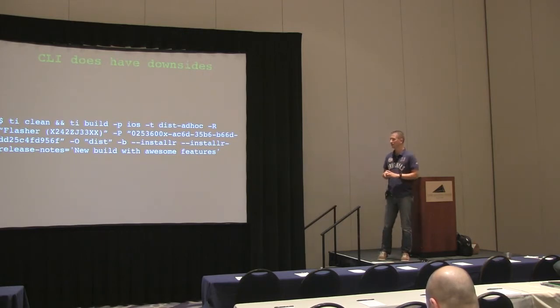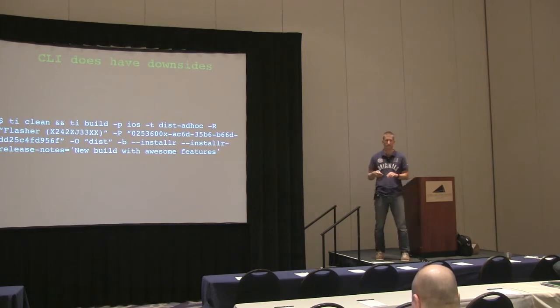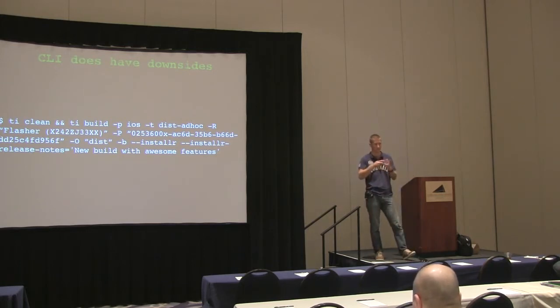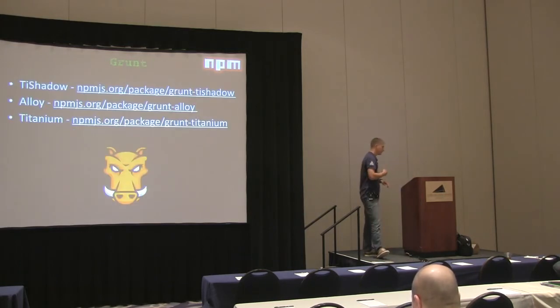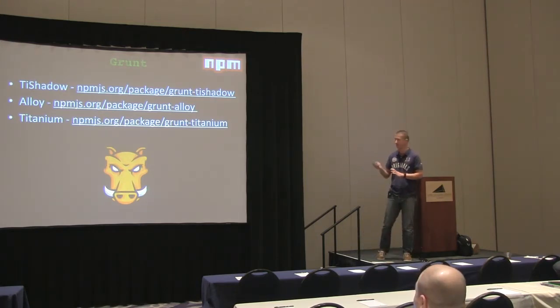So if I want to, for example, first clean a project and then make a build that I want to distribute to installer, I still have to remember or do all of this. I have to create a recipe or whatever. And every time I have to execute those commands and chain them and do different actions. So obviously you should be using Grunt instead of it. And there are some great Grunt plugins that you can use to interact with Alloy and Titanium.